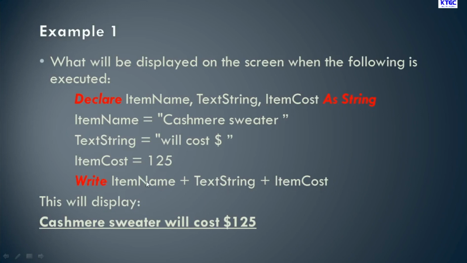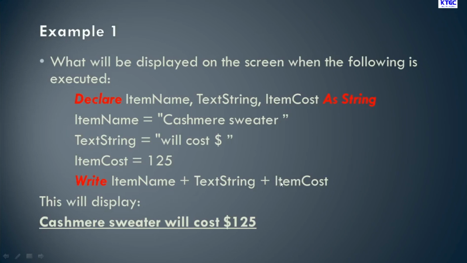So in concatenation, although we are using the variable's name, when we run it, it is the values that will show. Item name is a variable name here, text string is a variable name here, item cost is a variable name here. When we use the plus sign to concatenate it, when we run it, like I told you, anytime we call a variable, we don't see the variable. It only displays the value.